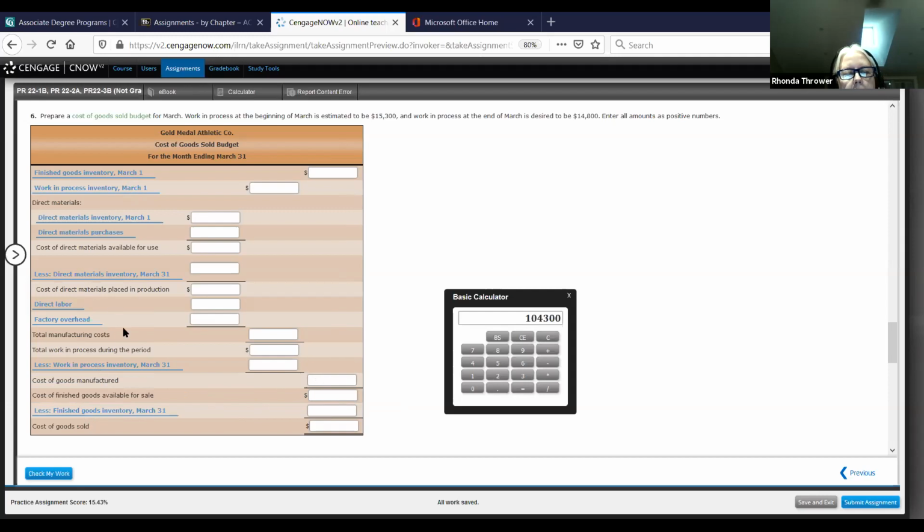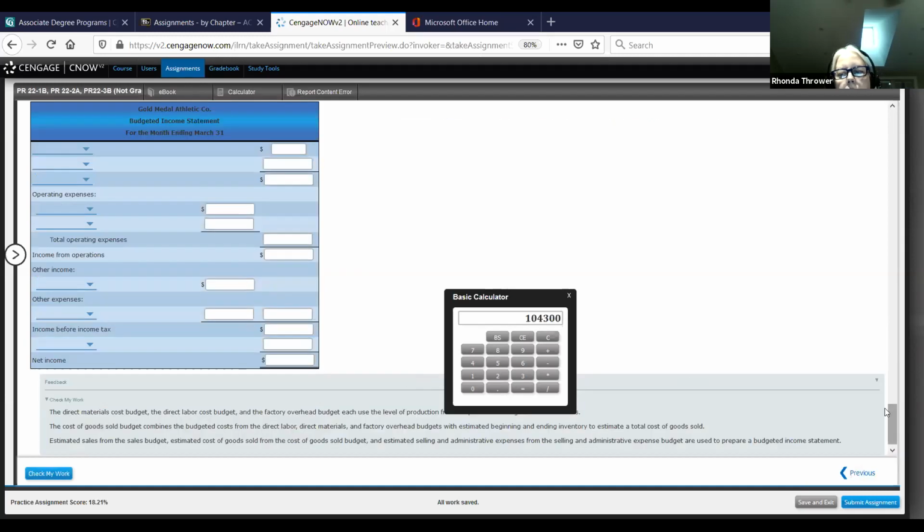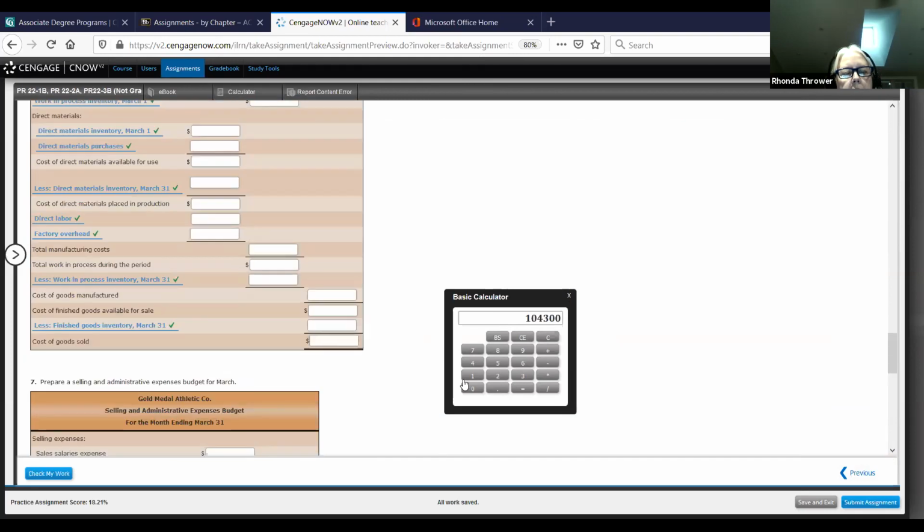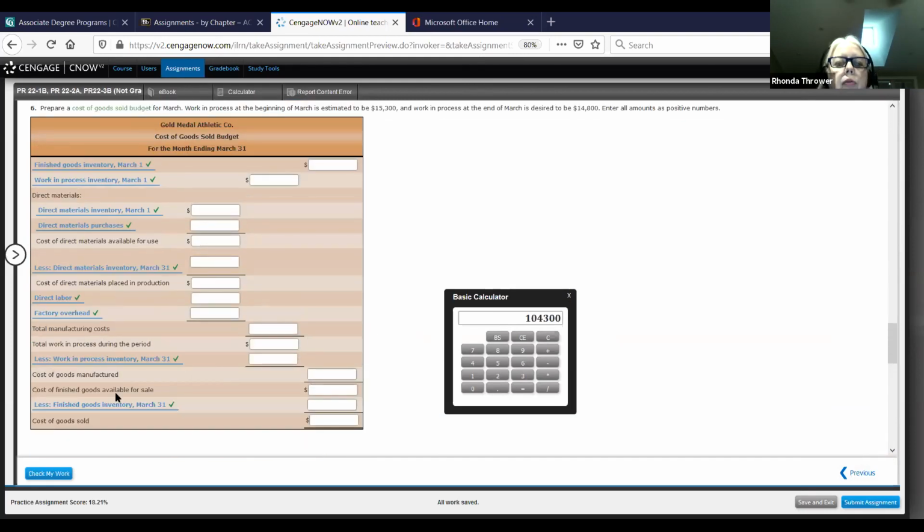So it's a good idea to write these in first. And this follows the format of where they are combining the cost of goods sold with the cost of goods manufactured. If you'll remember, the beginning finished goods inventory plus your cost of goods manufactured gives you what you have available to sell, less your finished goods ending inventory tells you what you've got for cost of goods sold. So I'm just going to click on check my work just to make sure that I've got all my amounts entered in there. And if you'll do it like this, then you can search for your finished goods inventory.